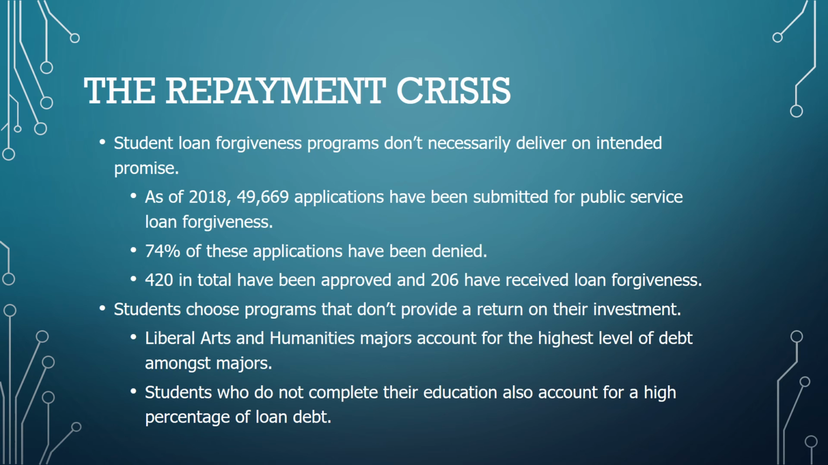So far, out of thousands of applications, 420 have been approved for the Public Service Forgiveness Program, and out of 420, 206 have received student loan forgiveness. It is important to note that the first cohort became eligible for forgiveness in 2017.